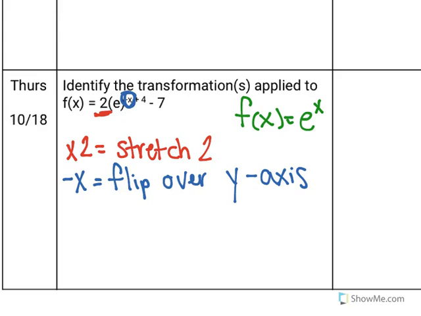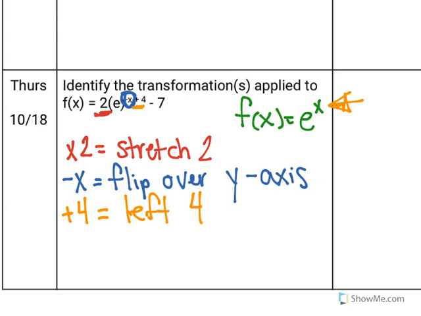Now this plus 4 as an exponent, that's also different because over here we don't have anything being added or subtracted to our exponent. So we're only adding 4 to x. Anytime something is only being done to x, that's considered inside the function. And so if we're adding 4 to x, we're going to the left 4. Because again, inside is left and right, and at the end is up and down.